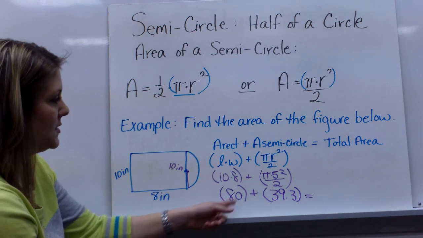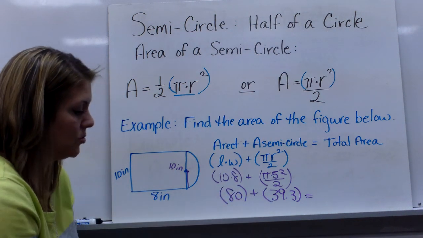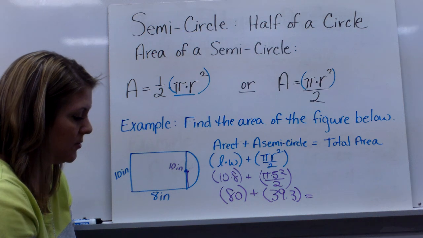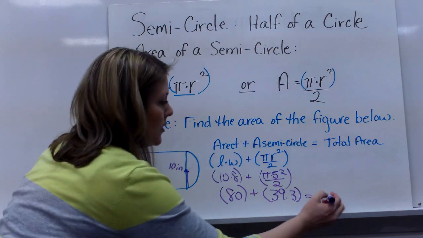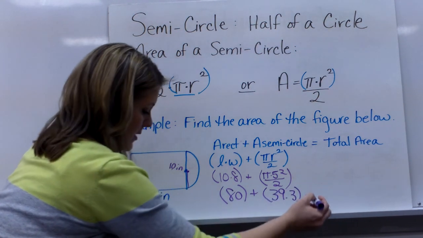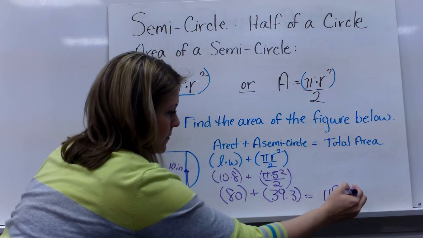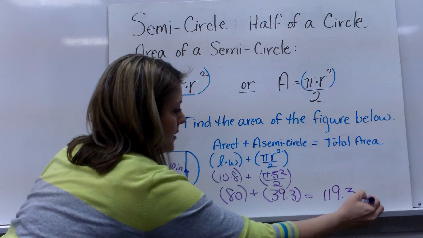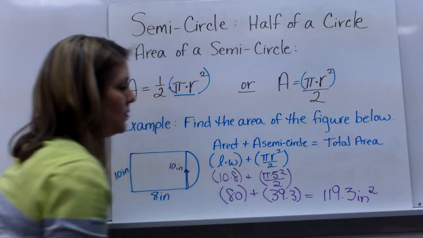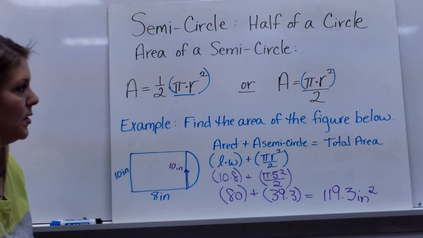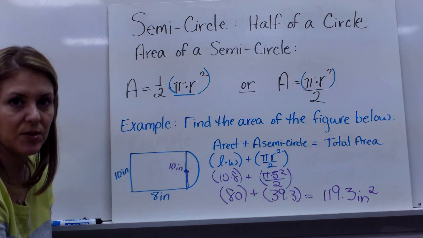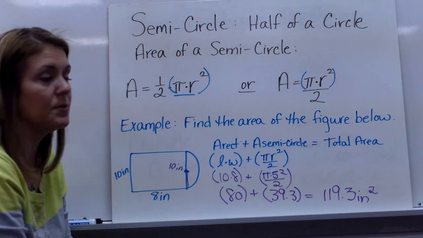So the area of the rectangle and the area of the semicircle, I'm going to add those together. So our total area is going to be 119.3, and this is going to be inches squared. So there's an example of finding area of a complex figure. We'll do more examples in class.